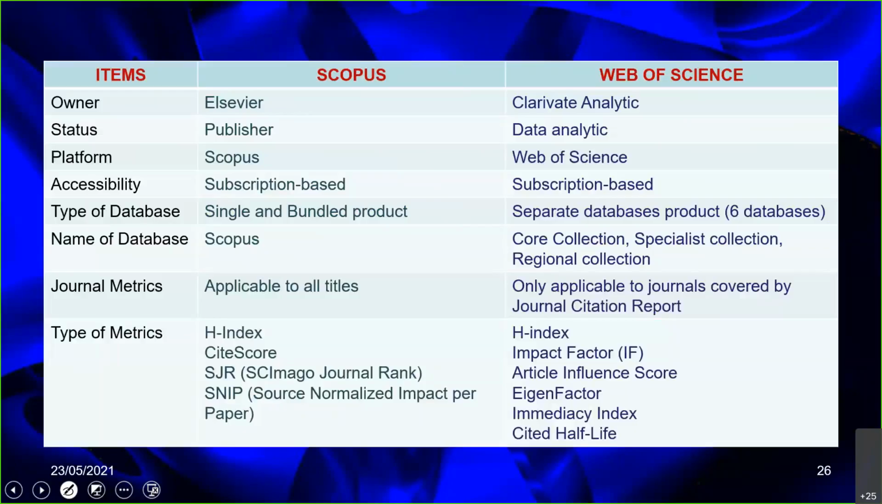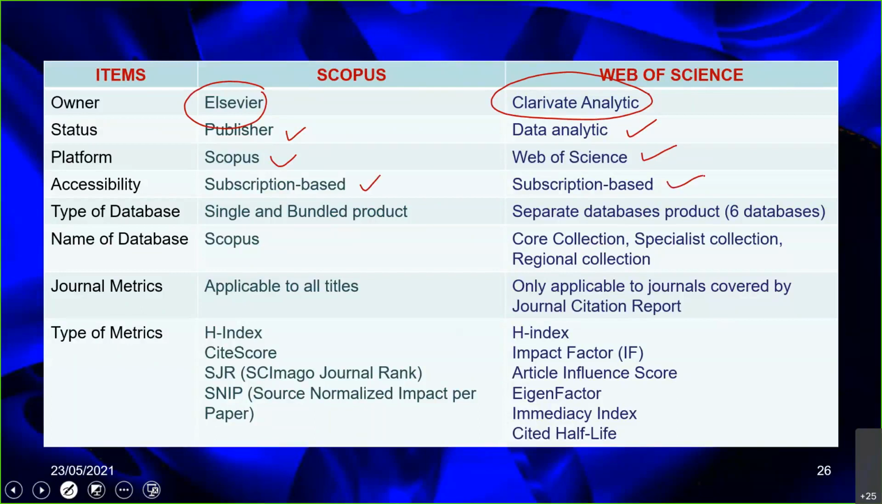Okay, so this is Scopus versus Web of Science. Elsevier owns Scopus. Web of Science is owned by Clarivate Analytics. In terms of the status of the company, Elsevier is a publisher, but Clarivate is data analytics. The platform is called Scopus, and this is Web of Science. To access, it requires a subscription, quite similar.